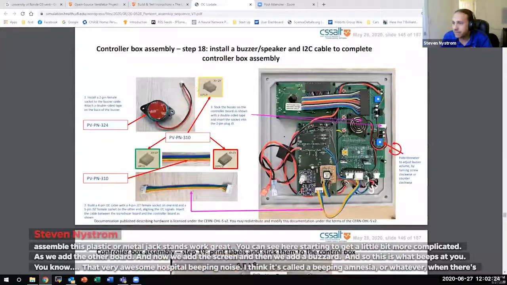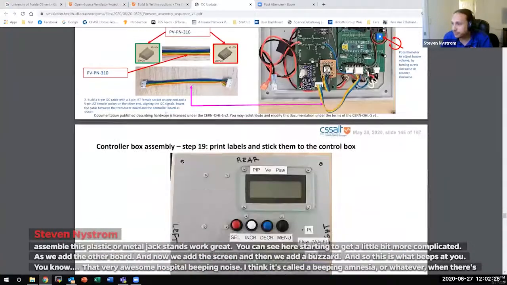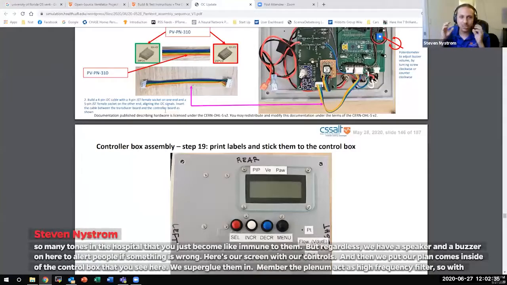And then we add a buzzer, and so this is how it beeps at you. You know, that very awesome hospital beeping noise. I think it's called beeping amnesia or whatever, when there are so many tones in the hospital that you just become immune to them.